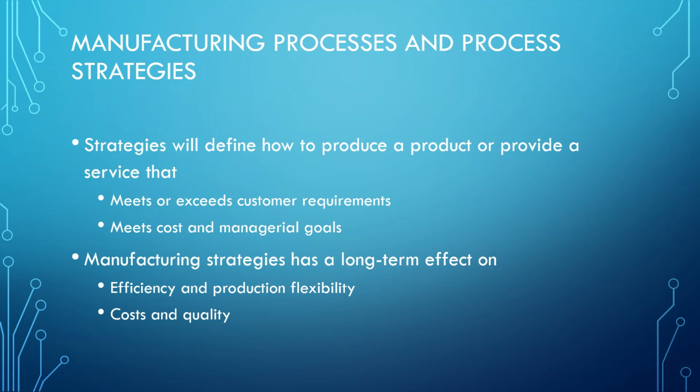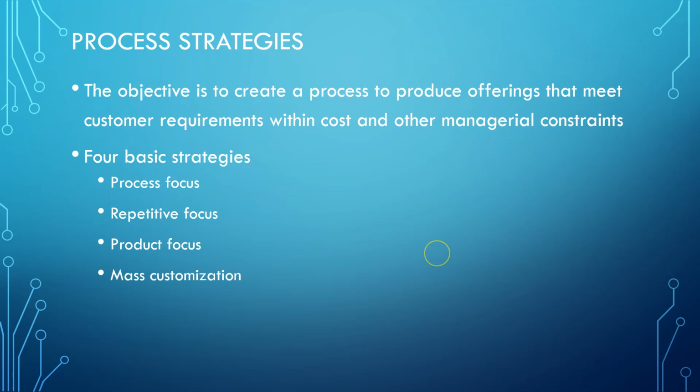Manufacturing process strategies will define how to produce a product or provide a service that meets or exceeds customer requirements and meets cost and managerial goals. Manufacturing strategies have a long-term effect on efficiency and productivity, production flexibility, cost, and quality. Process strategies will assist in process design and in creating a process that produces offerings to meet customer requirements within cost and other managerial constraints.